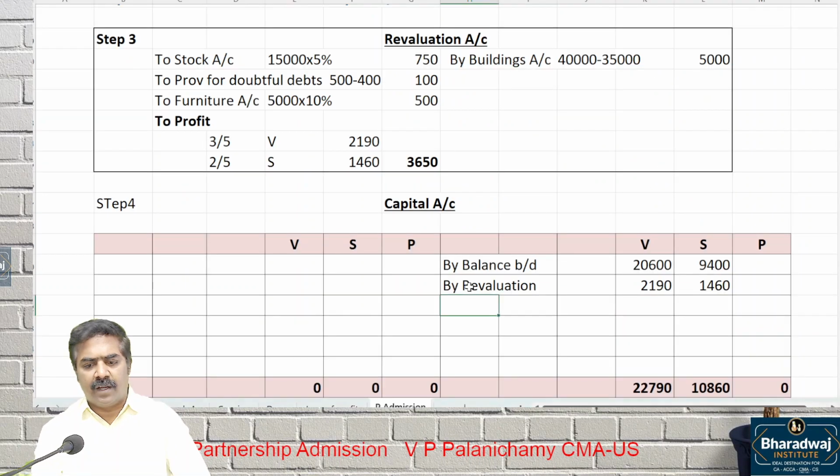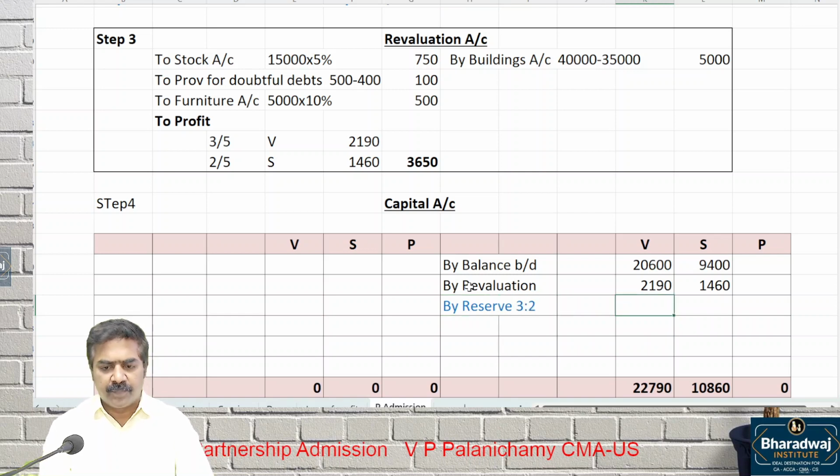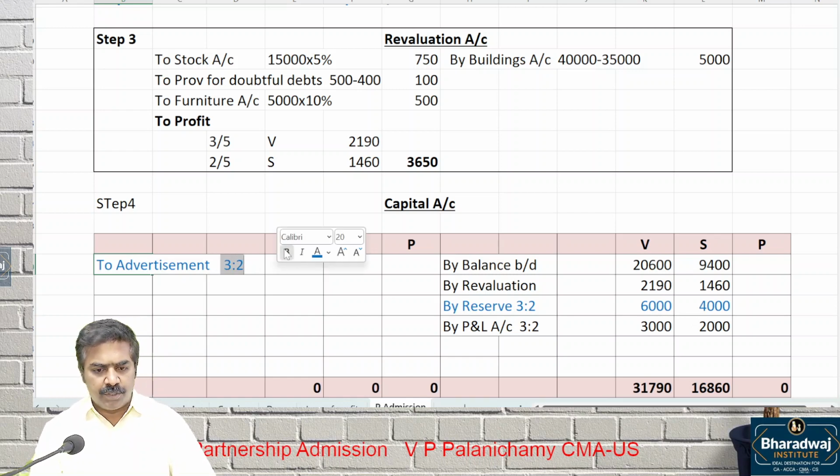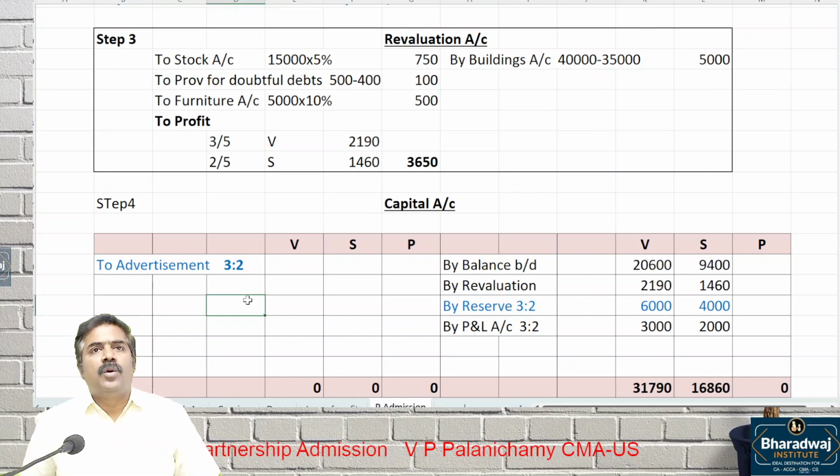Any general reserve, P&L account? Reserves will be transferred in old ratio, 3:2 ratio. Reserves 3:2 ratio. 6,000, 4,000. Then by P&L account, what is old ratio? 3:2 ratio. 3,000, 2,000 will come. P&L account. Most important in this question, that advertisement expenditure must be written off to the old partners in old ratio. Advertisement expenditure must be written off to old partners in which ratio? Old ratio.